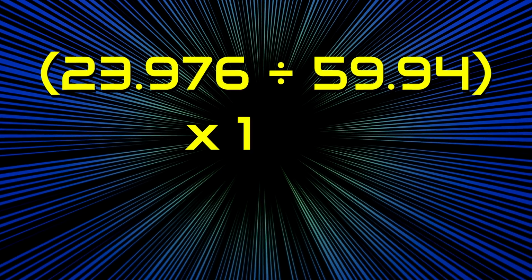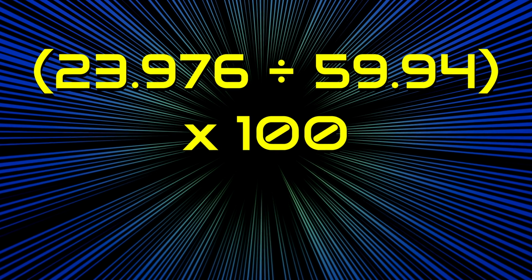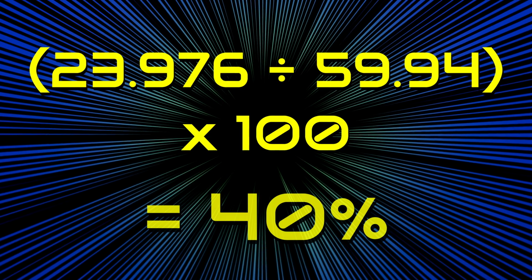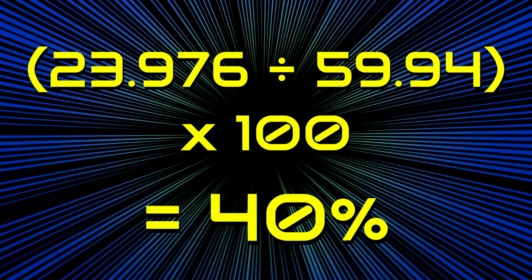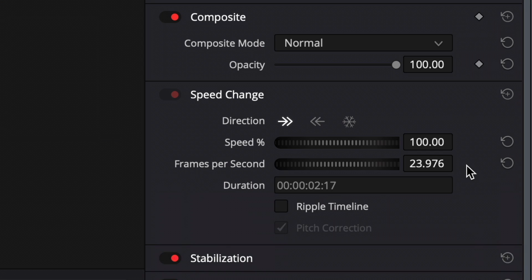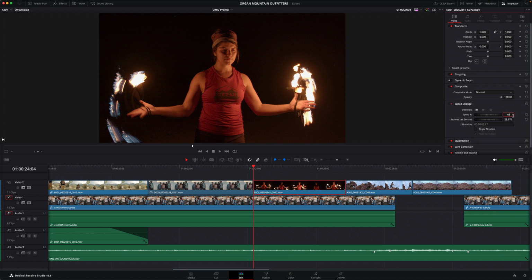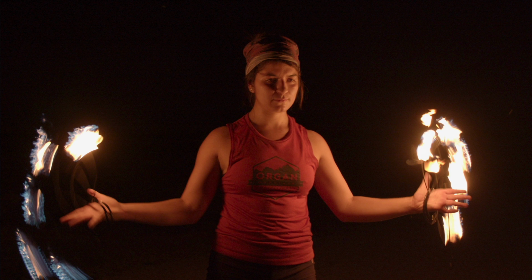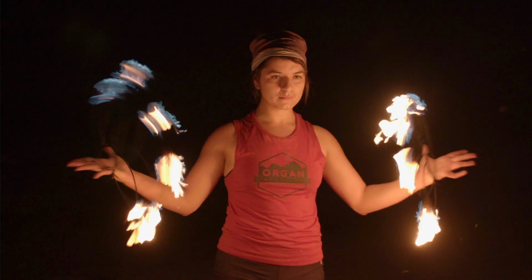So I need to work out what percentage of the target frame rate, 23.976, is of the clip frame rate, 59.94, which gives me 40. So to reduce the speed of this clip to the timeline frame rate, I need it to play back at 40% of its original frame rate, resulting in a lovely slow motion shot using all the frames of the original media.